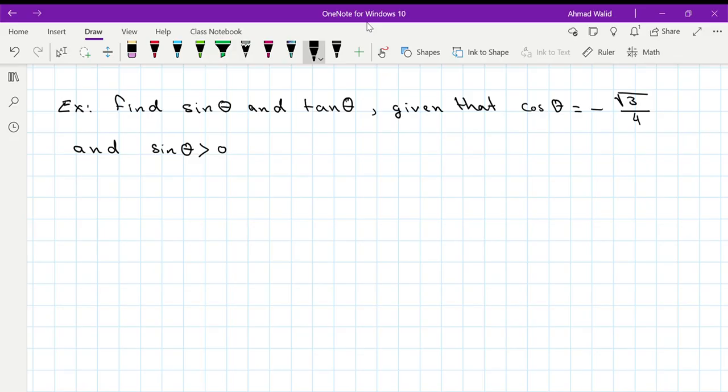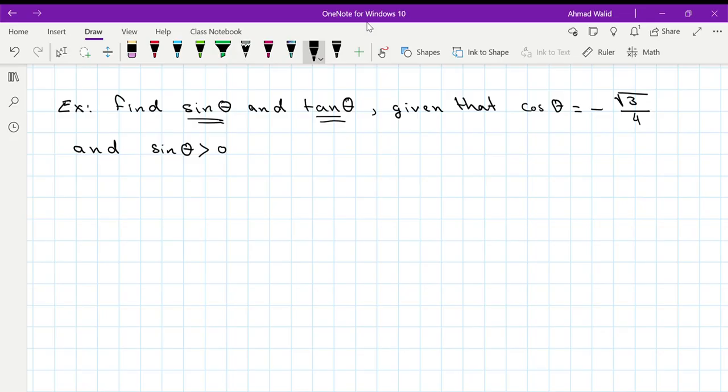Hopefully you will know why they give you sine theta greater than 0. Actually, they are telling you which quadrant this angle lies in, correct? Okay. Find sine theta and tangent theta. They should tell you to use the Pythagorean theorem. On the test day, I will give you even that, which way you want to find it.